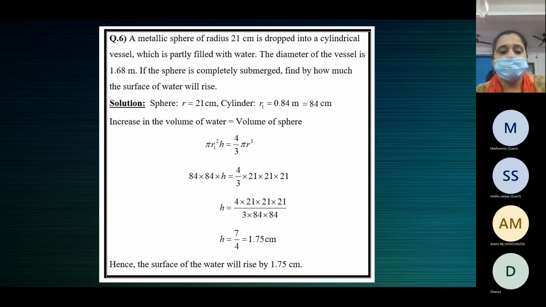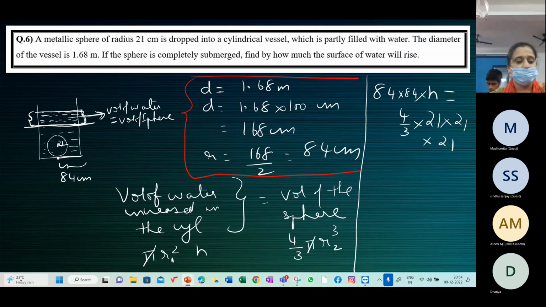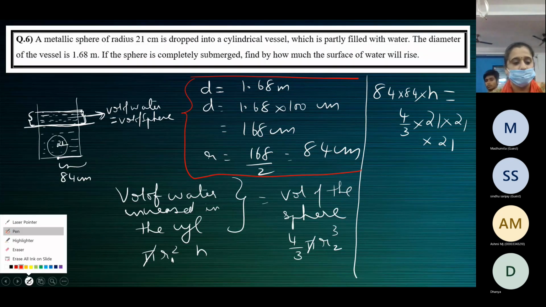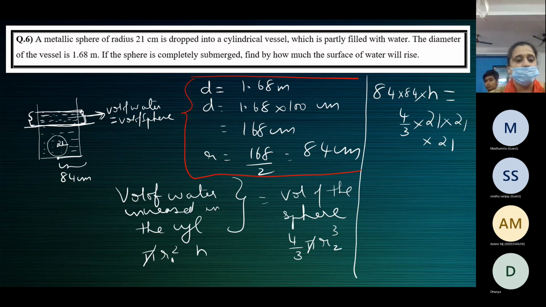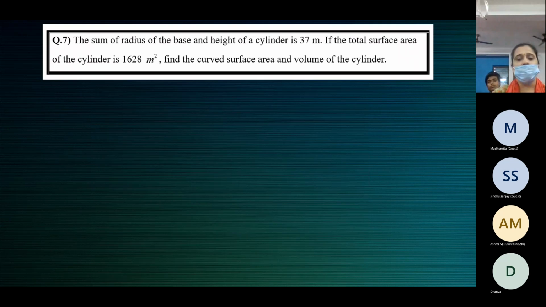all right. So the equation is very important. Increase in the volume of the water is equal to the volume of the sphere. This volume of water is equal to the volume of the sphere. So to find this volume of water, it is pi r square h. This h is what you'll have to find. This height we'll have to find. Yeah, write down this question.